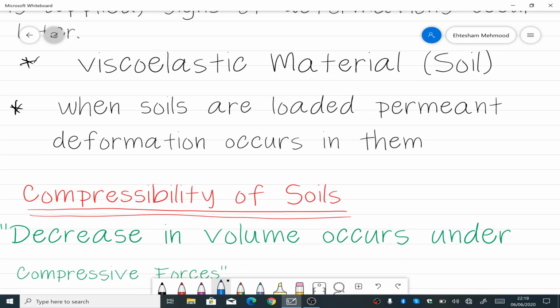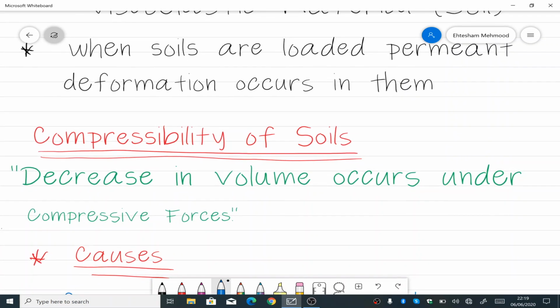Now we talk about the compressibility of the soil. As we have already seen, when soil is loaded, it will have deformation. So that means it will have some memory that will indicate that it has borne some amount of load in its past. By definition, compressibility means a decrease in volume that occurs under compressive forces.